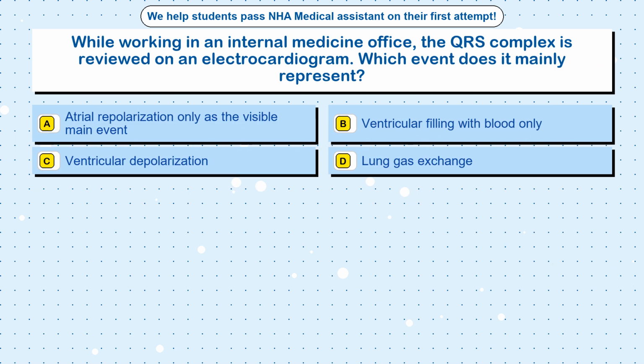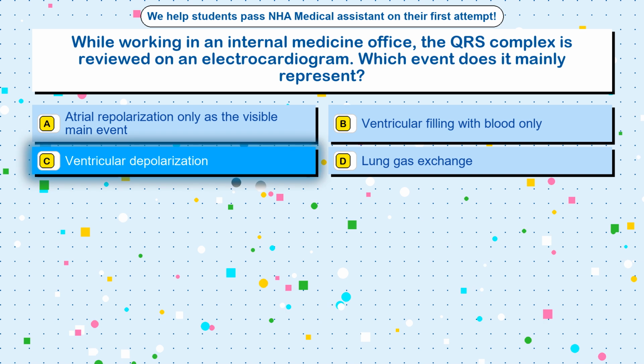Question 29. While working in an internal medicine office, the QRS complex is reviewed on an electrocardiogram. Which event does it mainly represent? Option A, atrial repolarization only as the visible main event. Option B, ventricular filling with blood only. Option C, ventricular depolarization. Option D, lung gas exchange.